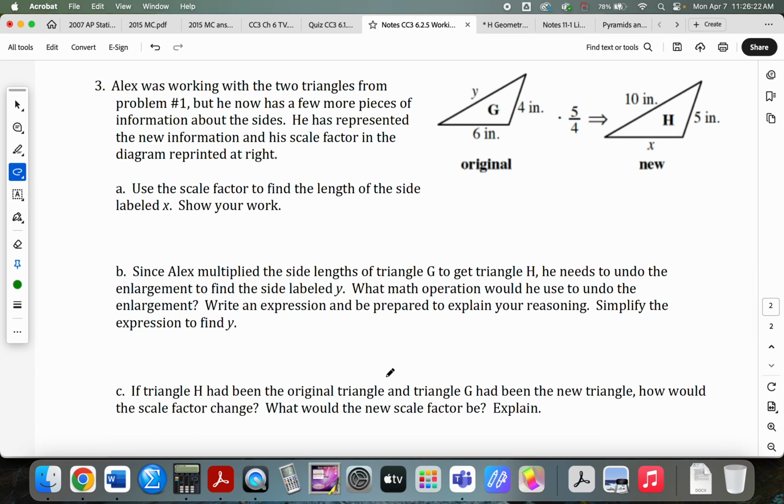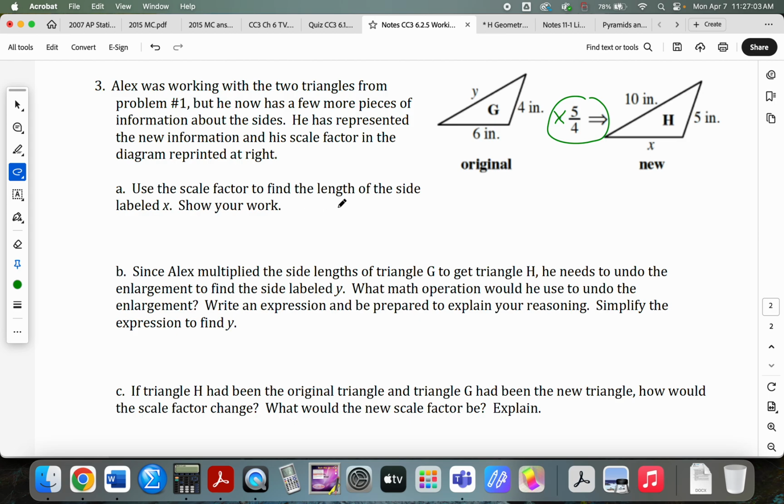So Alex was working with the two triangles from problem number 1, but now he has a few more pieces of information about the sides. He has represented the new information and his scale factor in the diagram shown at the right. So he found that the scale factor is 5/4. So to get from the original to the new, we need to multiply by 5/4. And he's written that right here. Personally, on this one, I don't like to do the dot multiply because it's too easy to lose it. I like to write times like that instead of the dot.